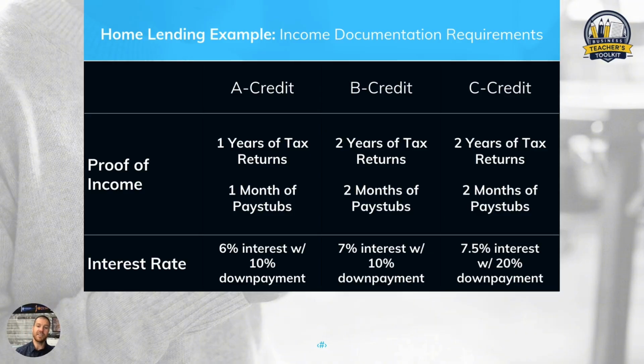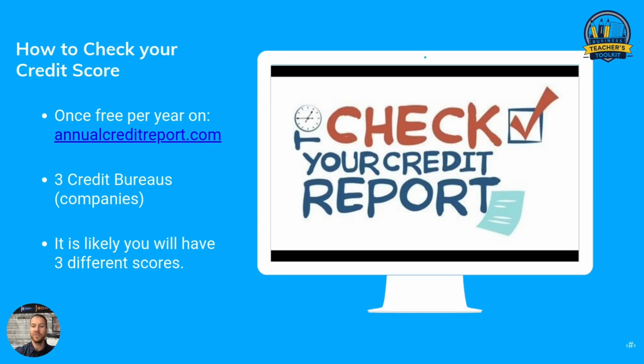And as we make it to that C credit, you find that the biggest change is the interest rate goes up, and you now need to come down with a greater down payment as collateral. There's only one way to check your credit reports, and there are 3 of them every single year for free without damaging your credit in any way, shape, or form.